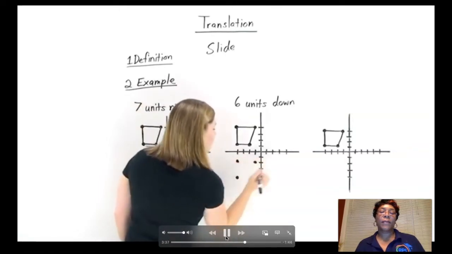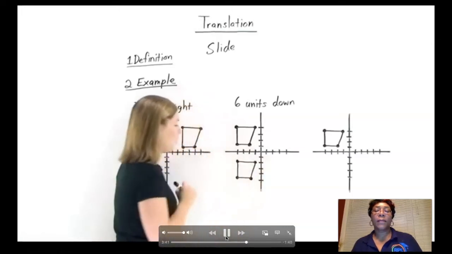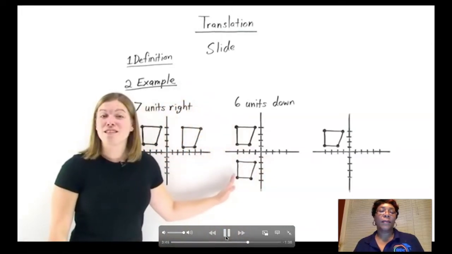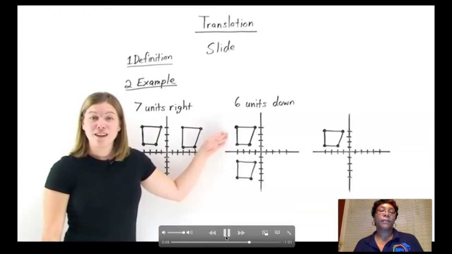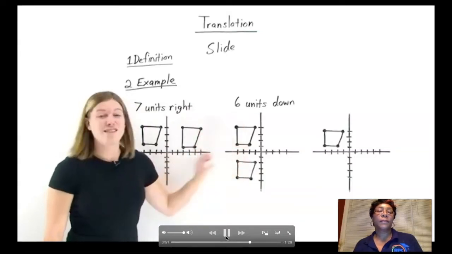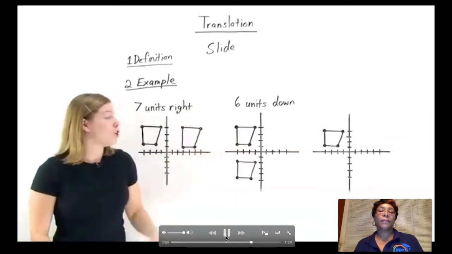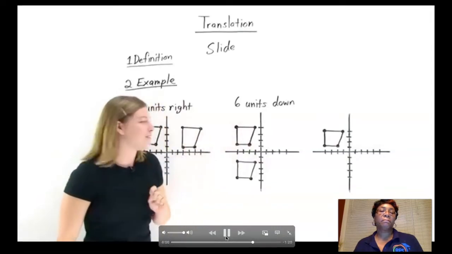until we have enough points plotted where we can connect those points and create our new figure, or our image. Again, this image is the same size, shape, and orientation of our original figure. It's just been translated 6 units down. Now remember, we can also have a combination of horizontal and vertical translations. So let's look at one of those.